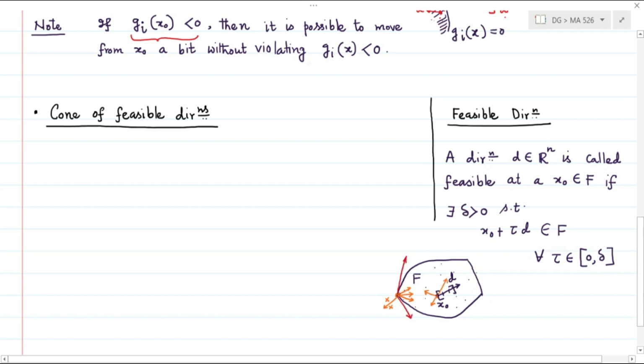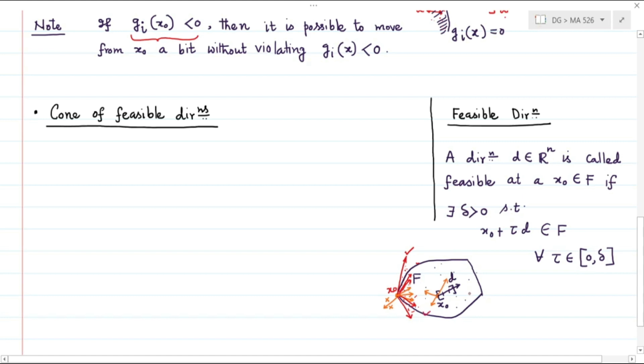So any direction you take in between this red dotted region, you note that any direction you take is a direction that will keep us inside the feasible region, whatever direction you take. Here this red direction is the tangent to this boundary at the point x0, and this red line is the tangent to this boundary.